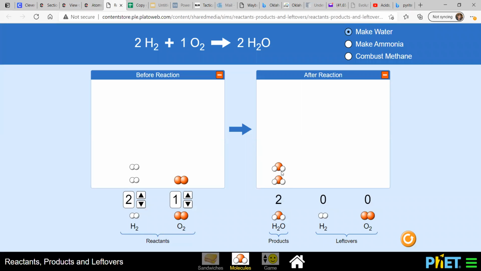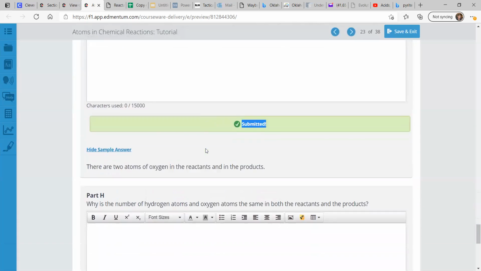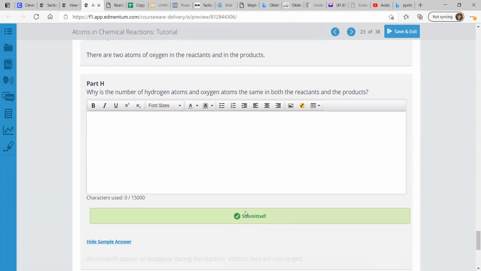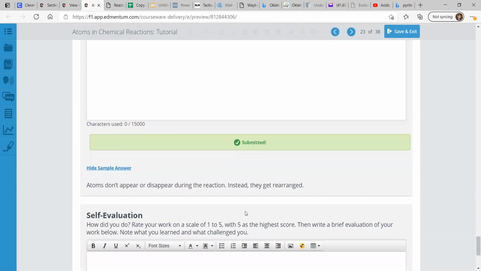So you have 4 hydrogen and 2 oxygen on both sides. Why is the number of hydrogen atoms and oxygen atoms the same in both the reactants and products? Atoms don't appear or disappear during the reaction. Instead, they get rearranged.